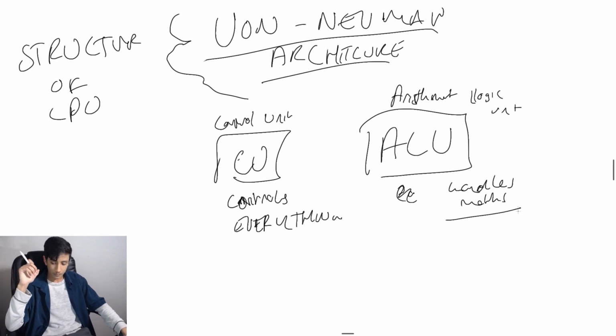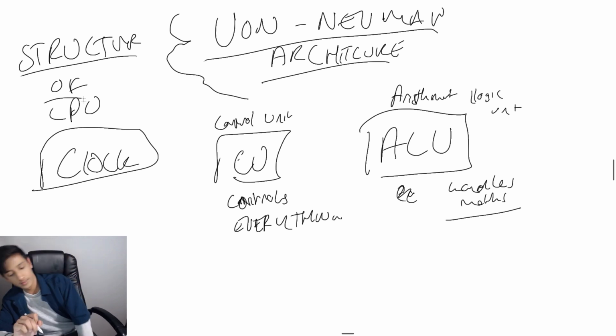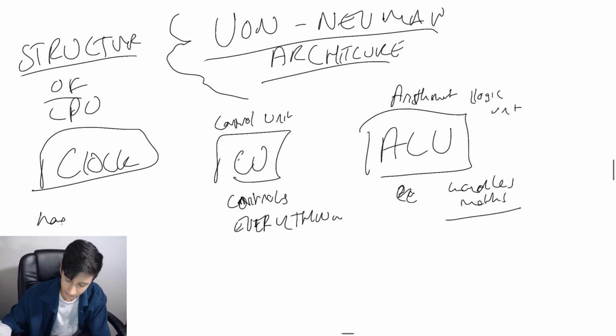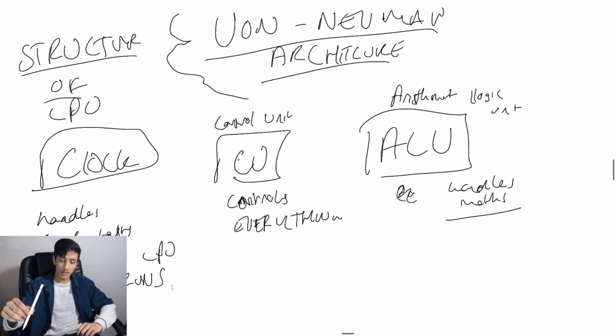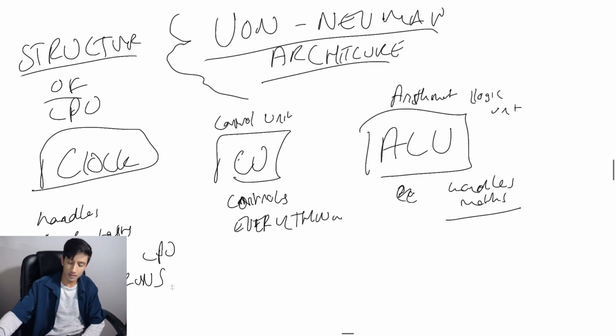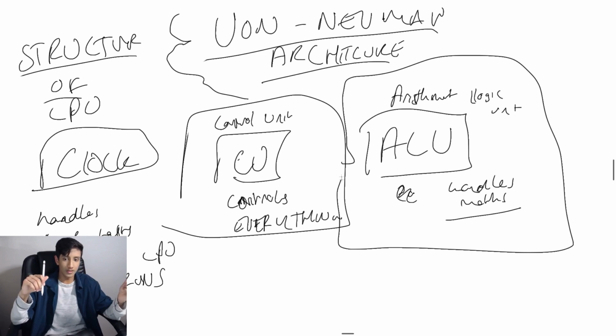The ALU handles arithmetic, and then there is the clock. These are the three main parts of the CPU. The clock handles how fast the CPU runs. You've probably heard of increasing your clock speed. Increasing your clock speed can increase the speed of your computer, because if the CPU is running faster, then the CU is running faster, and the ALU is running faster. So it makes everything run faster, because it tells the CPU to just go faster.